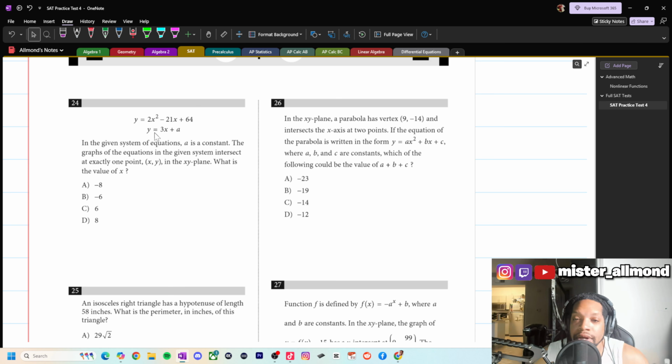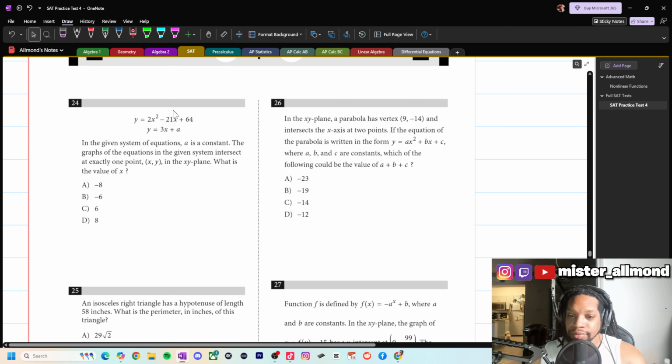I'll go back and clip it. Number 23. On here you can't see it, but on my Twitch it's widescreen, so you can see it. So I'll clip it. It's a pretty good problem.